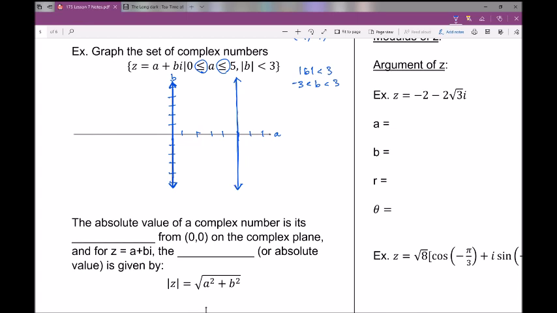All right, so we've taken care of the a. Now we need to take care of this b condition right here. So remember we said that we need b in between -3 and 3, but notice this time we don't have an equal sign on our inequality. So what this tells us is that we need to use a dotted line. So at b equal to +3, we're going to have a dotted line. All right, and at -3, we'll have the same thing. We'll have another dotted line.